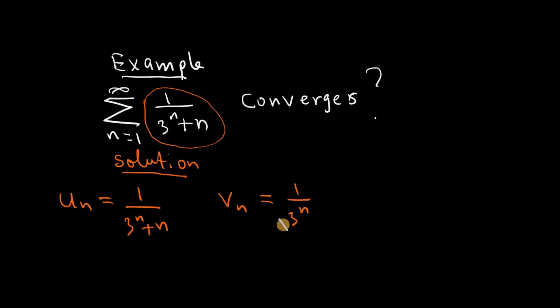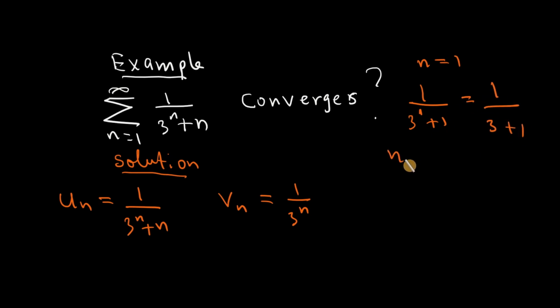When bringing out vn, why did I ignore this n? Because to come out with vn, we consider only the most significant part of the denominator. And the most significant part is 3 to the n. 3 to the n is most significant because for all the terms of this series, at any value of n, 3 to the n will always be larger than n. That is, let's say n equals 1. We'll have 1 over 3 to the 1 plus 1, which is the same as 1 over 3 plus 1.